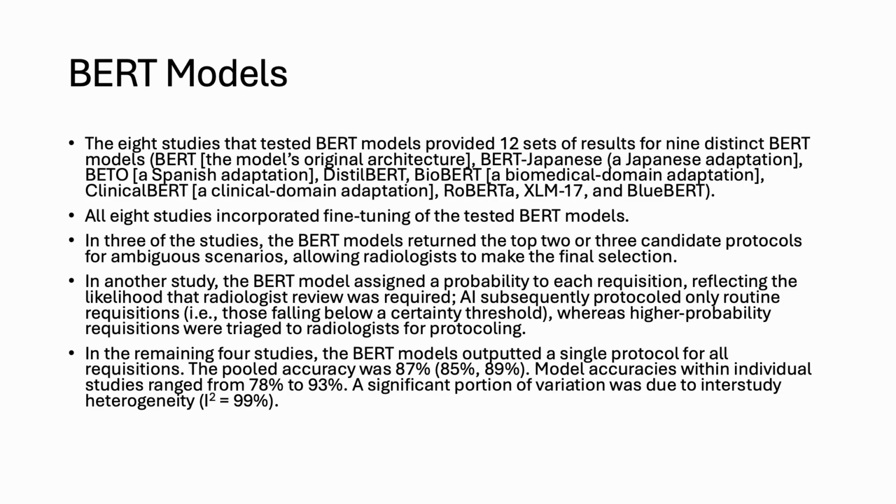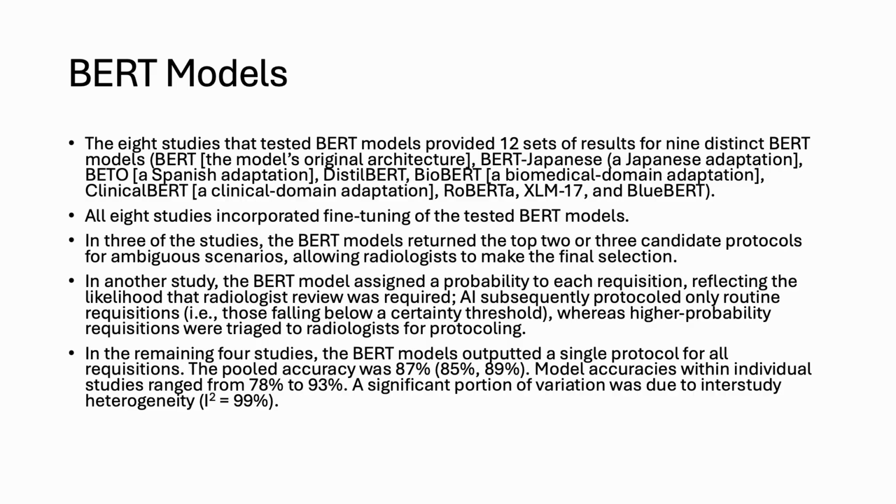And the BERT models had the highest pooled accuracy of the three model classes, with a pooled accuracy of 87%. And all 8 studies that looked at BERT models utilized fine-tuning. What was really interesting about the BERT studies is that some of them would just output a single protocol, but in some of the studies, what they designed the model to do is return the top 2 or 3 candidate protocols in more difficult scenarios to allow a radiologist to make the final decision.